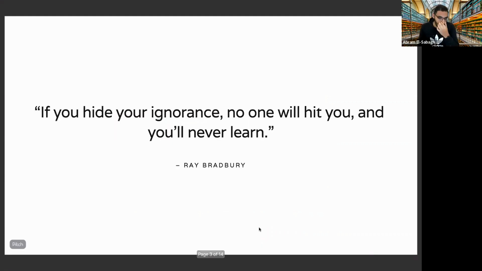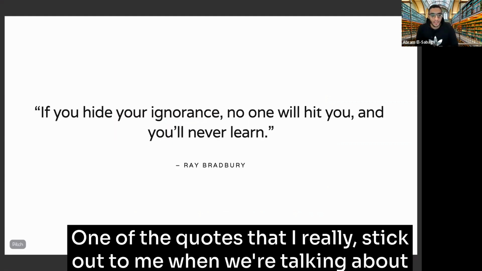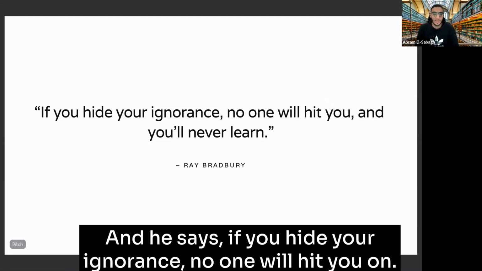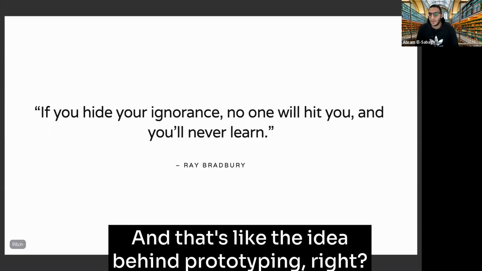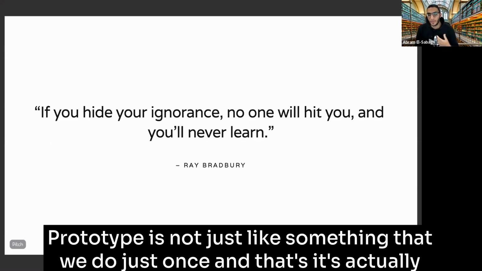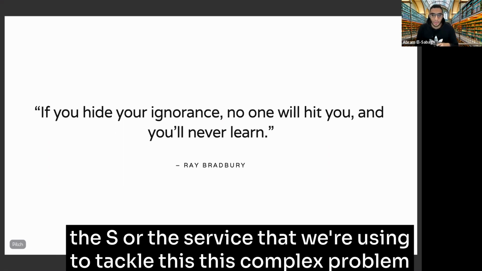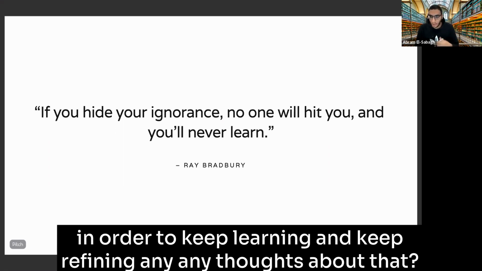One of the quotes that really sticks out to me when we're talking about prototyping is by Ray Bradbury. He says, if you hide your ignorance, no one will hit you and you'll never learn. That's the idea behind prototyping. It's not something we do just once. We keep on doing it even as we evolve the product or service we're using to tackle this complex problem, in order to keep learning and keep refining.